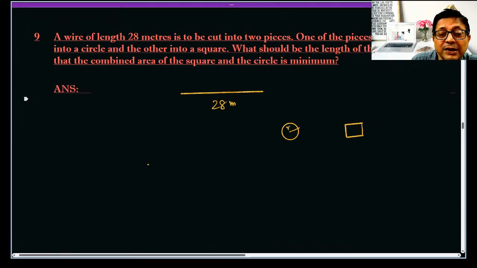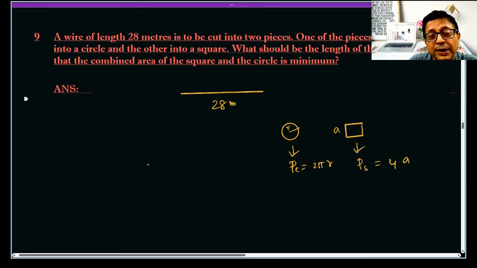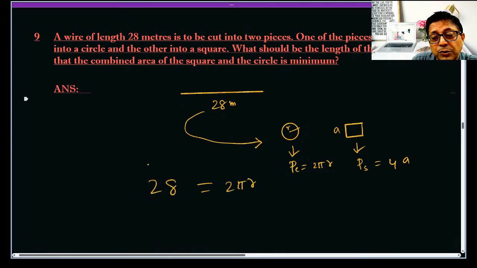Radius is r, length of side be a. Then the perimeter of the circle will be 2 pi r, you know, and the perimeter of the square will be 4a. So you are making this circle and the square from here only. So 28 will be 2 pi r plus 4a. Agree?